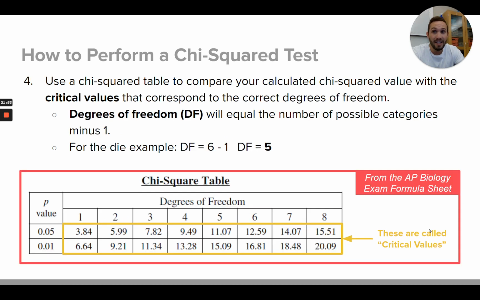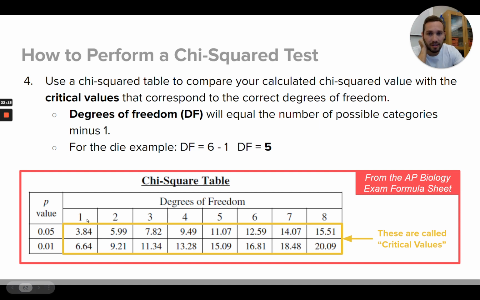That's your chi-squared value. Now, the next step is you're going to use what's called a chi-squared table to compare your calculated chi-squared value with the critical values that correspond to the correct degrees of freedom. So there's something called a chi-squared table. This is provided to you on your formula sheet, so you don't need to memorize this. On this table, it's showing you a couple different things.